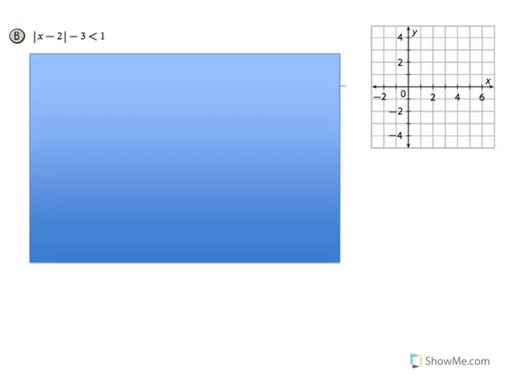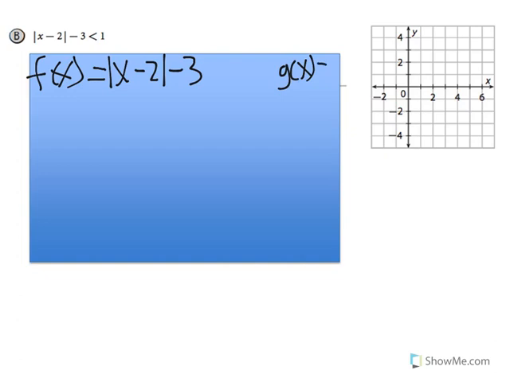Let's go on to example 1b. We have the absolute value of x minus 2, minus 3, is less than 1. Our f(x) function is equal to the absolute value of x minus 2, minus 3, and our g(x) is 1. We use less than, so we're looking for below the graph. From here we know that the vertex is (2, -3). So to graph, we have (2, -3), this point here.